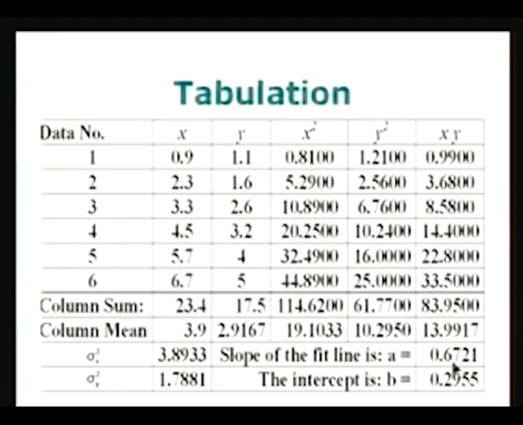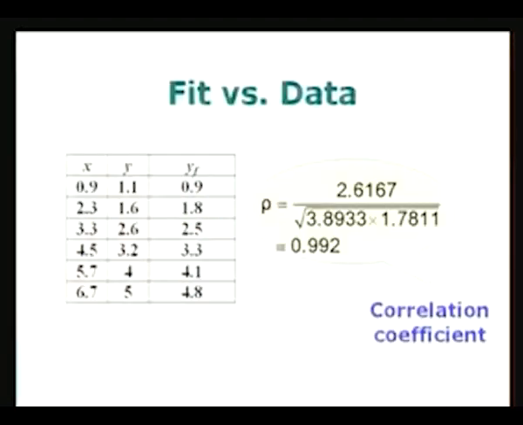In fact, I can calculate the slope of the fit. This is covariance divided by sigma x squared. The covariance is calculated using this quantity 13.9917 minus x bar y bar, and then dividing it by sigma x squared, and you will see that the slope is 0.6721 and the intercept is 0.2955. Now, I can compare the fit or the regression line with the data given and find out whether the fit is good or bad.